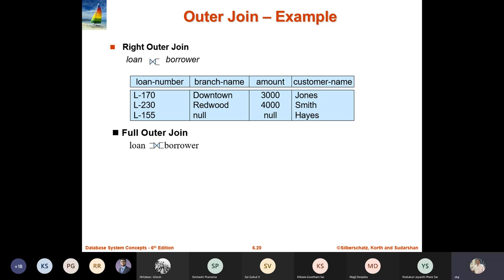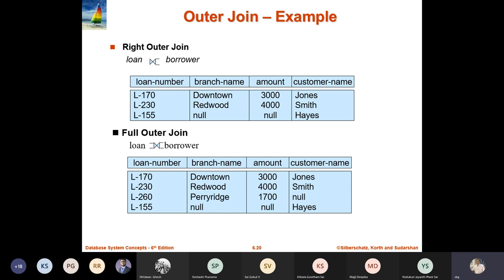So we have the outer join as a left outer join and a right outer join, and then we have a full outer join. That means considering those tuples which are in loan but not in borrower, and also those tuples which are in borrower but not in loan. So we get some sort of union of these two, the left outer join and the right outer join.